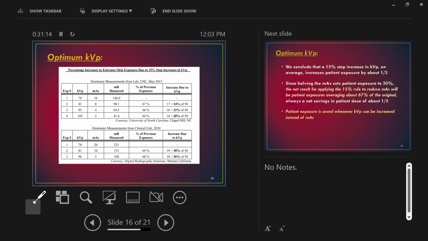In the upcoming talks, we're going to talk about how we can take existing technique charts and adjust them all so that every exposure lowers the dose to the patients, right? If you could take all of these and just do this one time, 15% up in kV, half the mass on your entire technique chart, then every radiograph you take will be about 40% less exposure to your patients. 40% for all intents and purposes might as well be half, right? You cut your patient exposure in half for every x-ray you'll ever take.